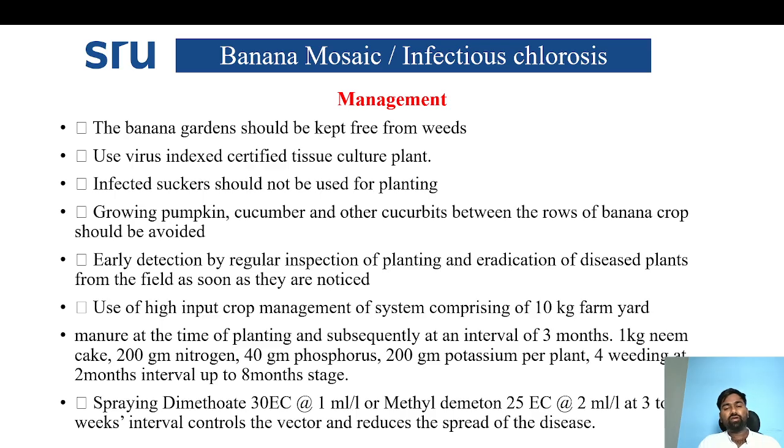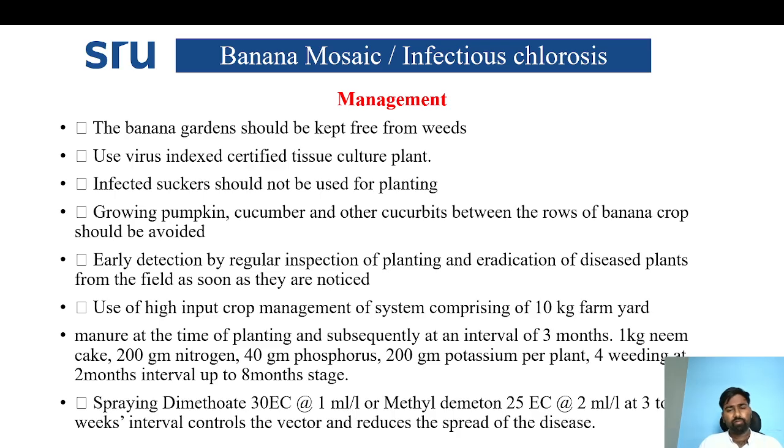Early detection by regular inspection of the planting and eradication of diseased plants from the field is the very best strategy to avoid the infection. Use a high-input crop management system comprising 10 kg of farmyard manure at the time of planting and subsequently at an interval of 3 months, or else we can go for 1 kg of neem cake, 200 gram of nitrogen, 40 gram of phosphorus and 200 gram of potassium per plant, with weeding at 2 months interval up to the 8 month stage.